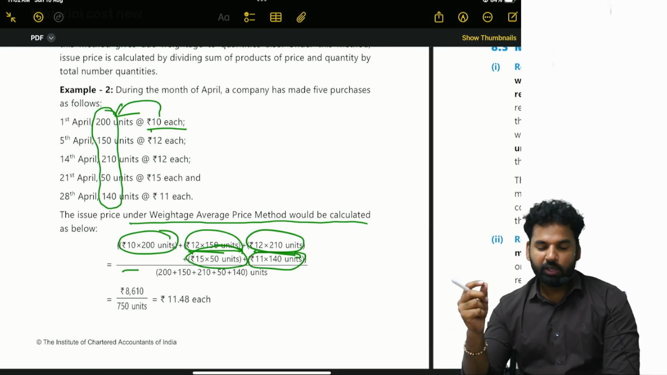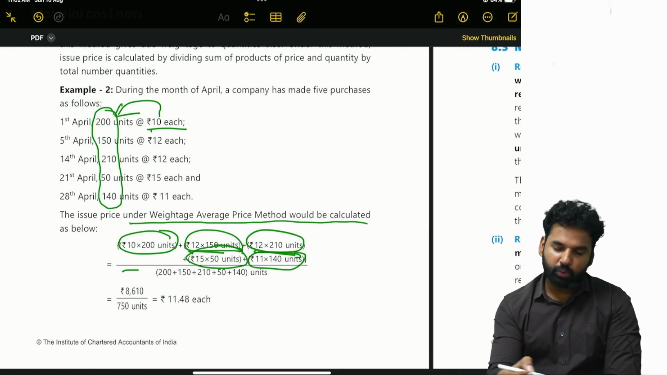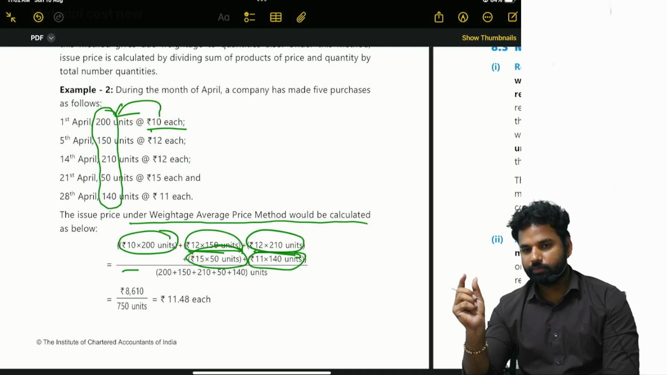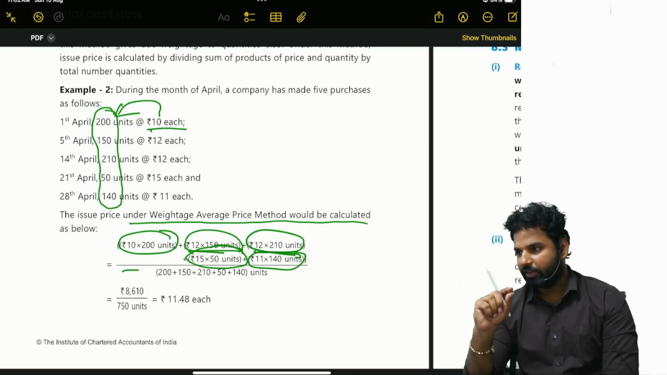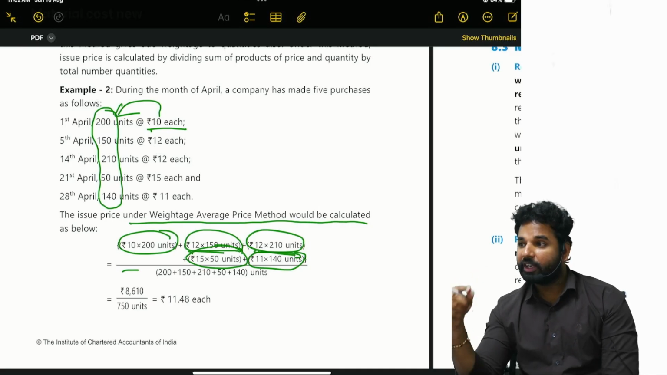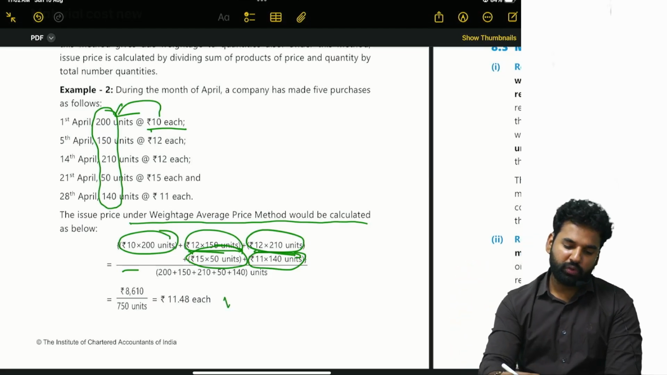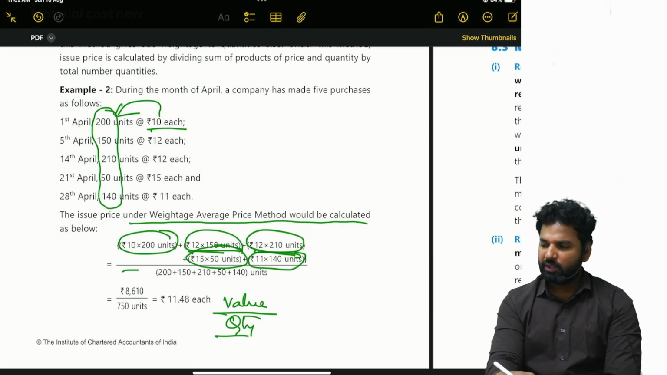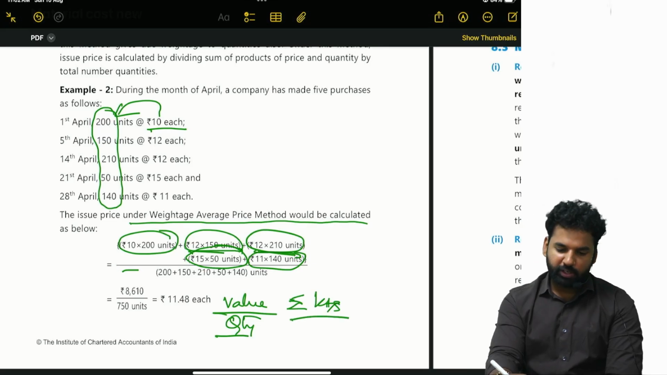So 10 into 200, which is nothing but the value of the material, divided by the quantity of material, thereby you get the price of the material. So value divided by quantity, that's all. Value is nothing but the summation of the value of all the lots, divided by quantity, thereby you get the price.